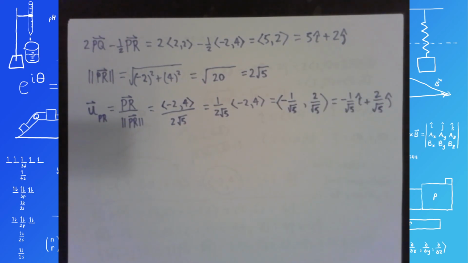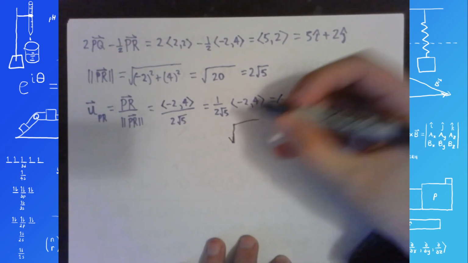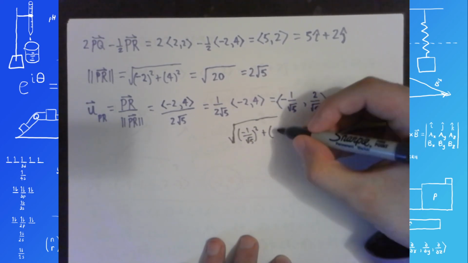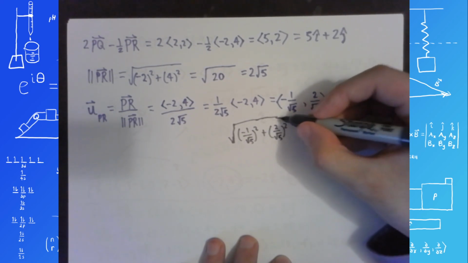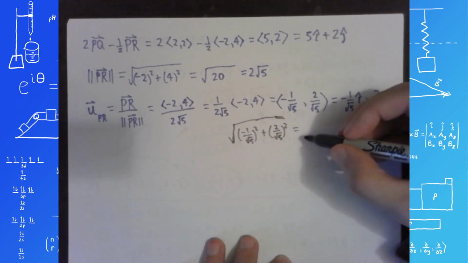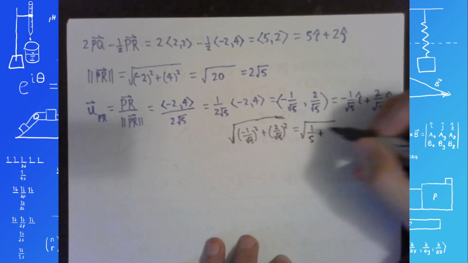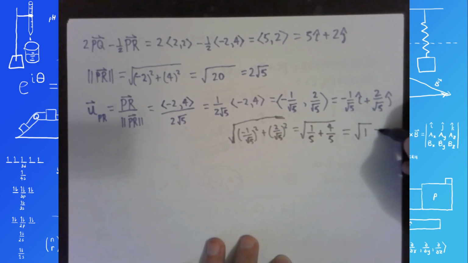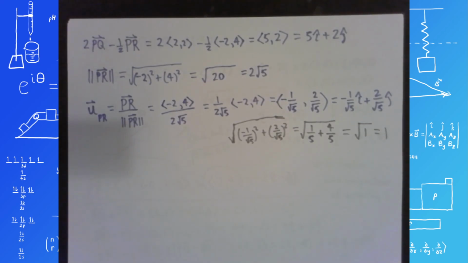Okay, does this thing actually have a magnitude of 1? If you do the square root of negative 1 over root 5 squared plus 2 over root 5 squared, what do we get? Well, the negative 1 squared is just 1 over the root of 5 squared, which is 5, plus 2 squared is 4 over the root of 5 squared, which is 5. 1 fifth plus 4 fifths, that is indeed 1, so yeah, we're getting a magnitude of 1. Just in case you were not convinced.